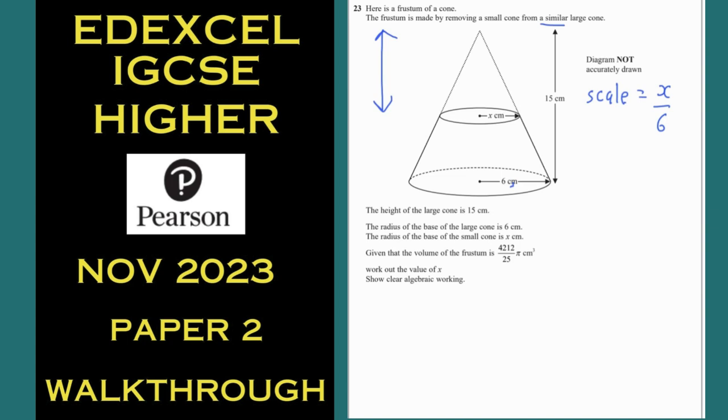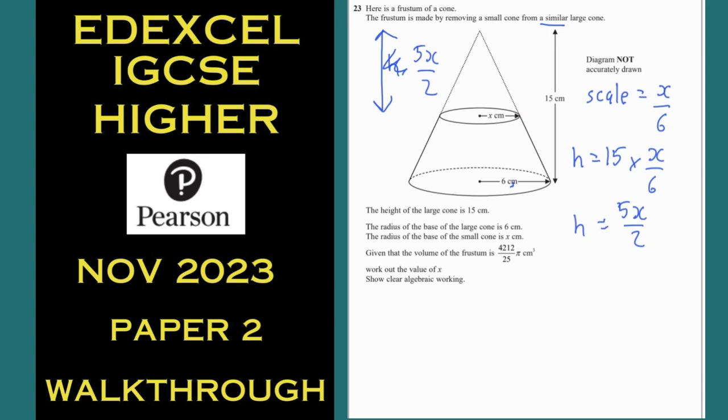Now, if I apply the same logic, I can find the height by doing 15 times the scale. In other words, in the same proportion, I've now got height to be, and if it cancels down, 5x over 2. So instead of having two unknowns, h and x, I have one unknown, x, which means it's much easier on the algebra.